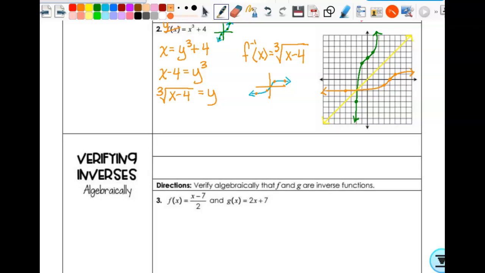And then, again, you can see that you have this point here. This is at negative 4 and negative 2. So this one is at negative 2, negative 4. This point is at 0, 4. This point's at 4, 0. All we did was switch x and y. So we have verified, yep, they're inverses.